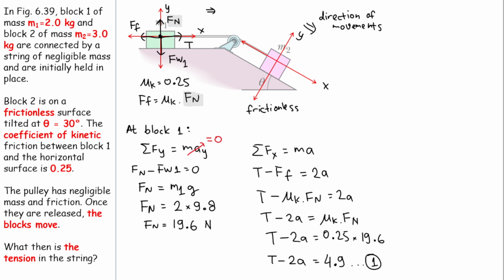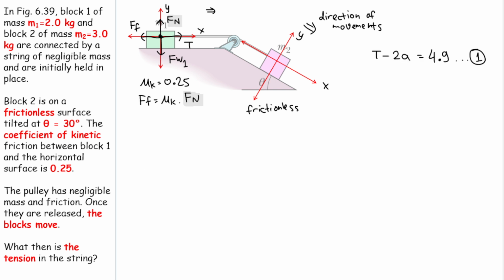And let's clean up our slide to do analysis on the second block. Okay, now let's do analysis on the second block here. And let's draw all the forces that work on this block here. And obviously it has its weight like this, right? So I will have Fw number 2.